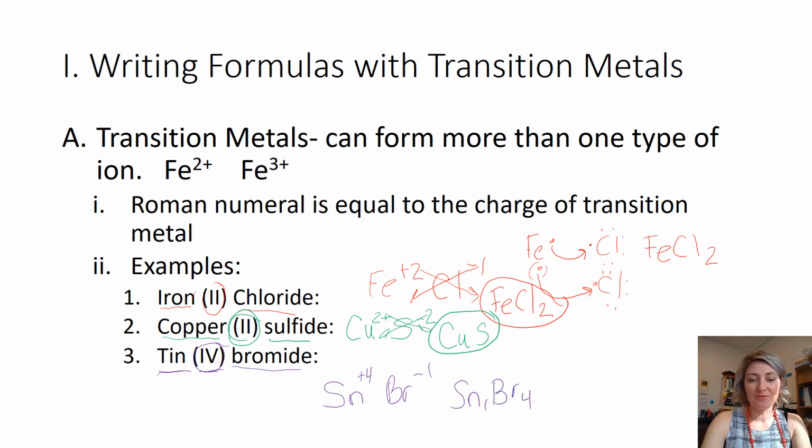Okay, so we have 4 electrons being transferred to bromine, but it only has spots for 1 electron. So I'm going to need 4 different bromines to accept all of those electrons. Again, we do not write the 1 in our neutral compound. Notice that my final answer has no charges in it.